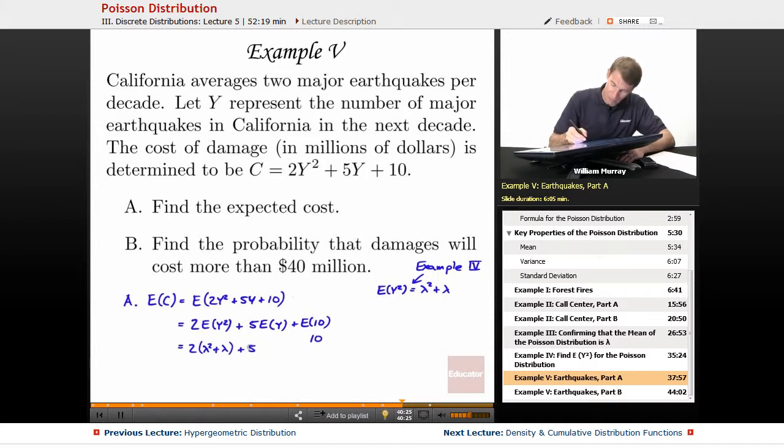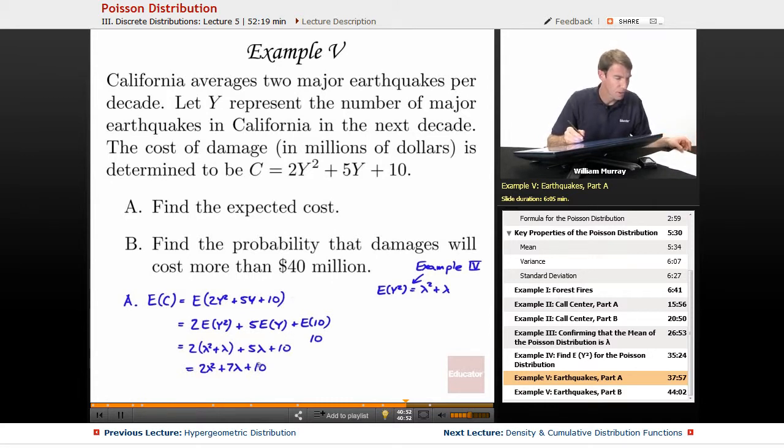plus 5 times the expected value of y. Now, since this is a Poisson distribution, that's 5 times lambda plus 10. And so this is 2 lambda squared plus 2 lambda plus 5 lambda is 7 lambda. Plus 7 lambda plus 10.